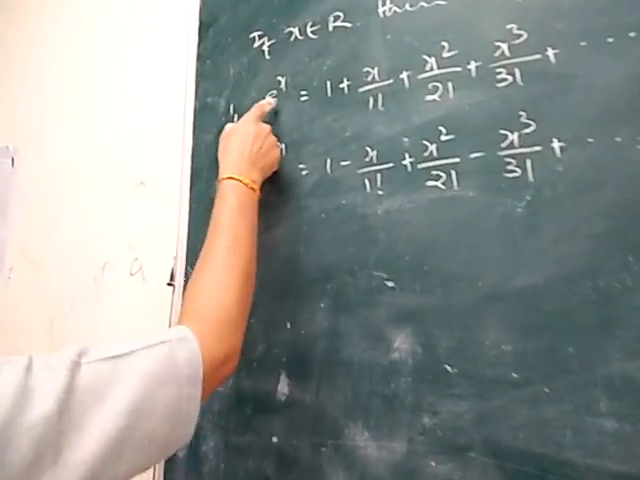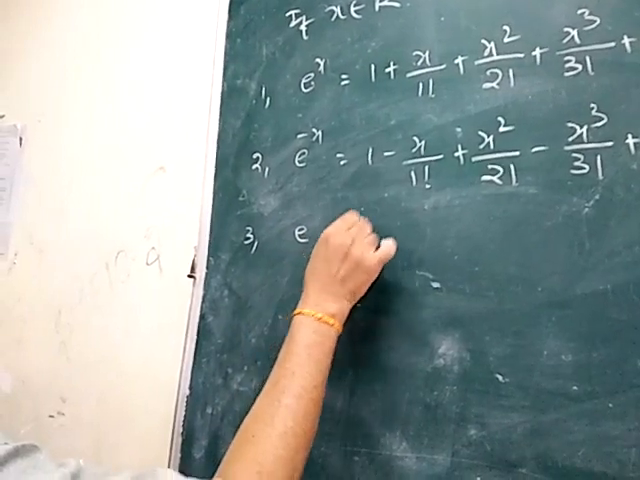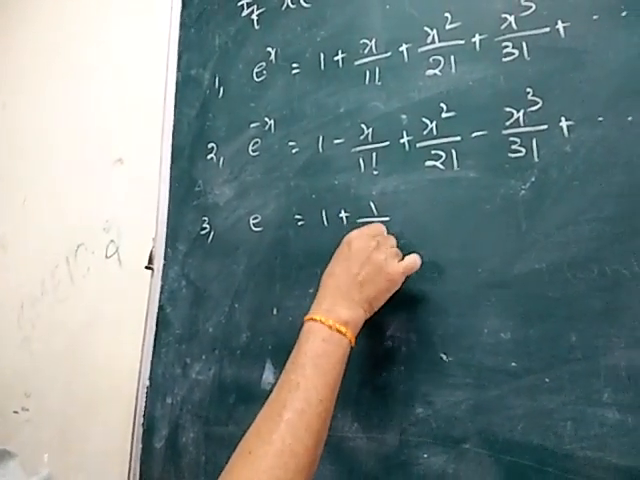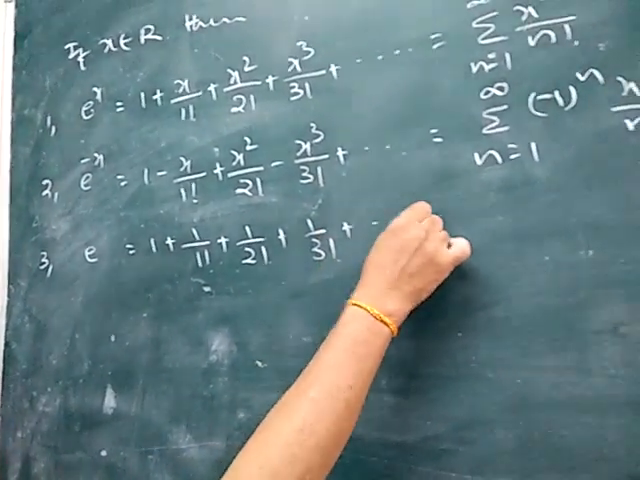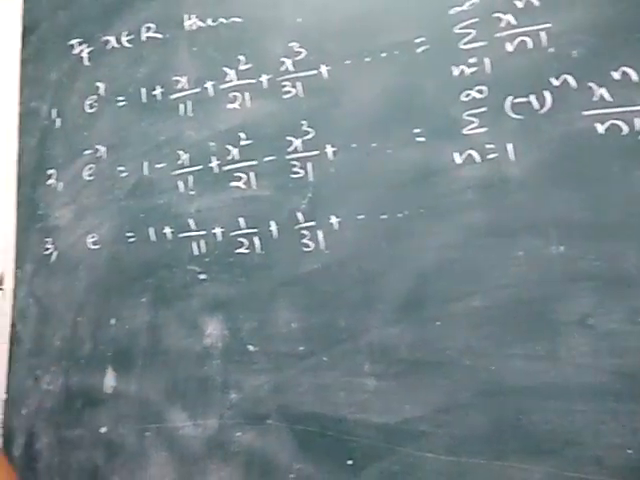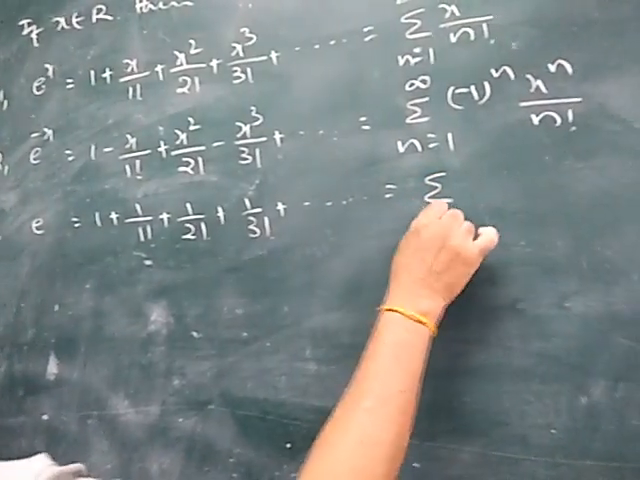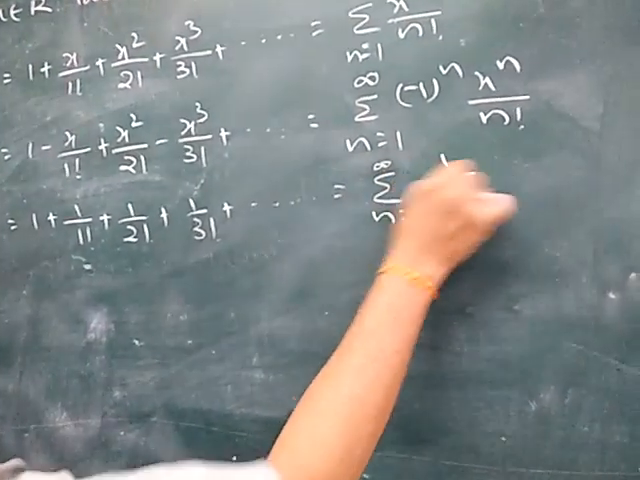Third one, when x is equal to 1, e is equal to 1 plus 1 by 1 factorial plus 1 by 2 factorial plus 1 by 3 factorial plus so on, that is equal to sigma n is equal to 1 to infinity 1 by n factorial.